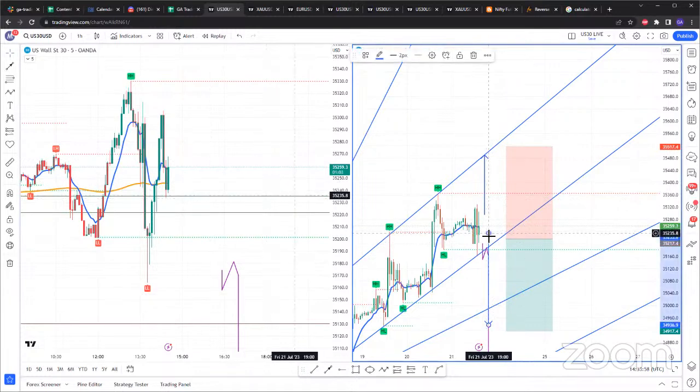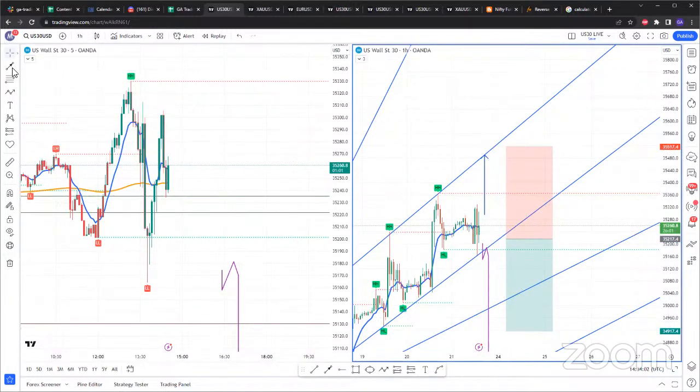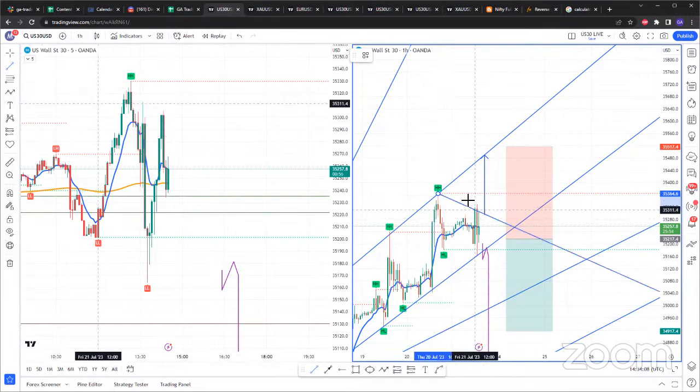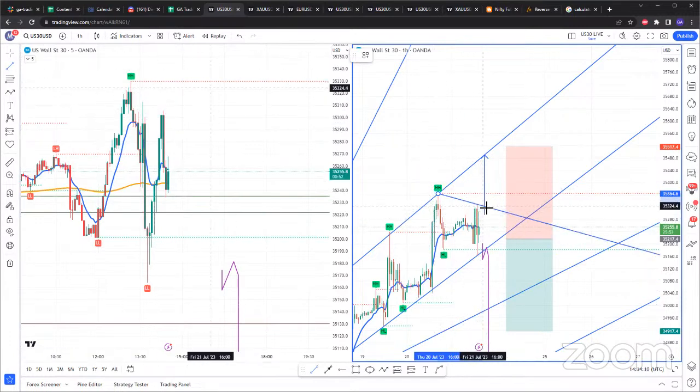All right. But I would wait for, so you see how I've drawn this static trend line. So I'm sorry, hanging trend line. I call it a hanging trend line because it's only originating from a point of structure.